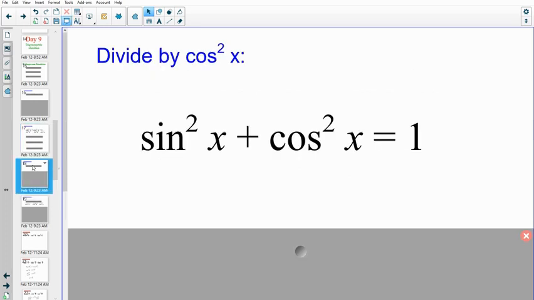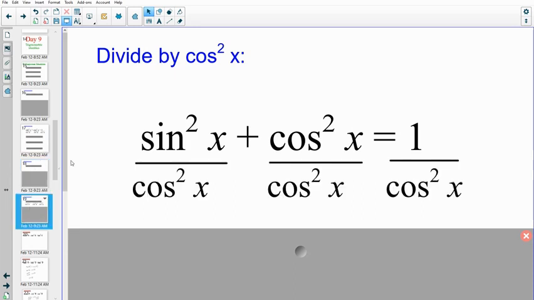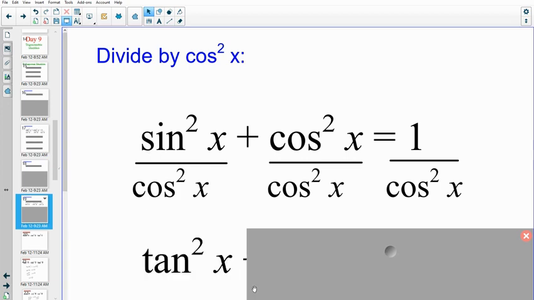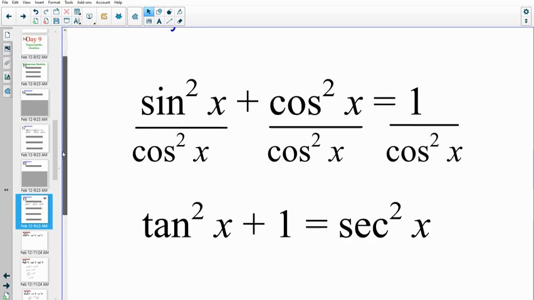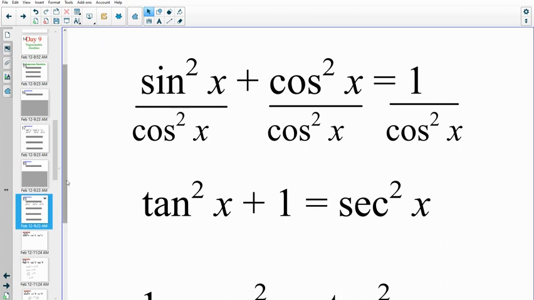And then finally, a similar manipulation. If I take this equation, my starting point, sine squared plus cosine squared equals 1, and if I divide both sides by cosine squared, something very similar is going to happen. Sine squared divided by cosine squared, of course, is tangent squared. Cosine squared divided by cosine squared is 1. Oops, I gave it away there. And then 1 divided by cosine squared is secant squared. And so this is the third equation that I would have written down.